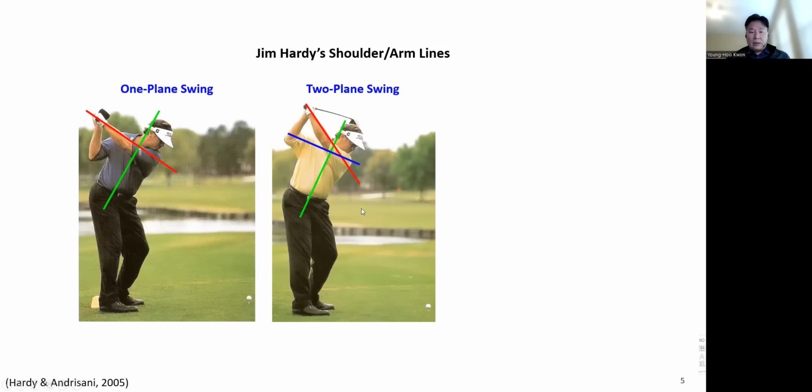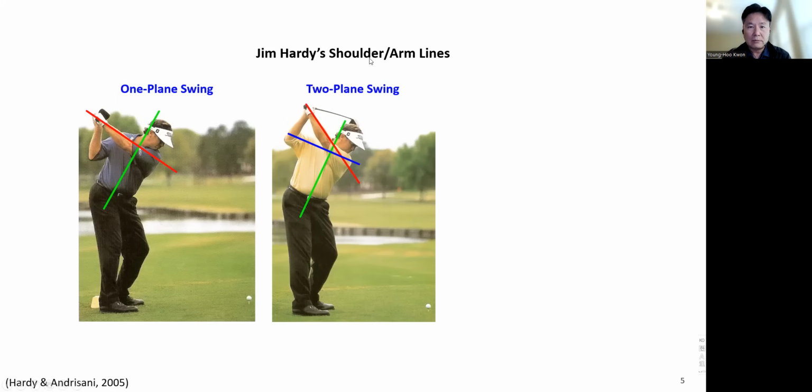And in this one here, the lead arm shows a lot steeper alignment than the shoulder line. So there's an angle between the shoulder line and the lead arm line here. In this case, the swing is classified as a two-plane swing. So his classification is based on the lead arm and shoulder lines. However, these are not really associated with the motion of the club or the motion of the arms and the shoulders. On the way down, the arms and the shoulders are moving very differently from these alignments.